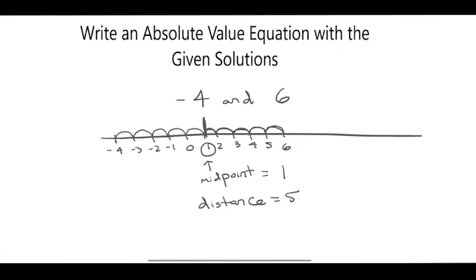Our midpoint is 1. So remember, it's the absolute value of x minus the midpoint, which is 1, is equal to the distance. Let's do one more.